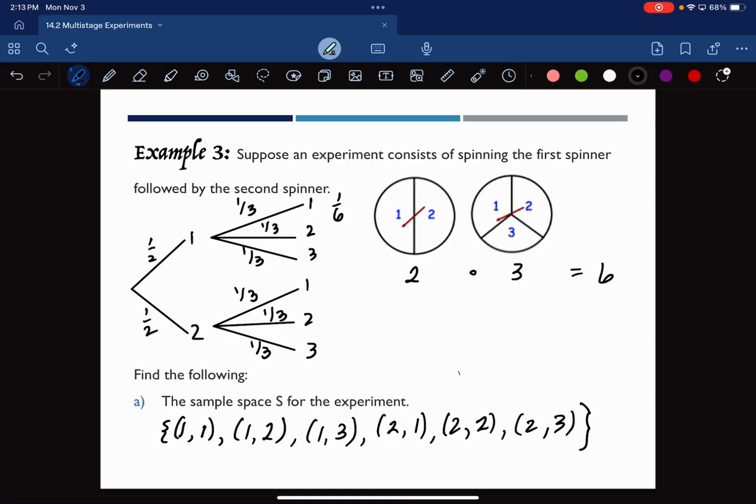Spinning 2 and then 2 again? Yep, it's just this one, right? It's the only way I can do 2 even numbers. Now notice if they said 2 odd, I'd have lots of ways, right? Okay, so the context matters here. I would have more options.